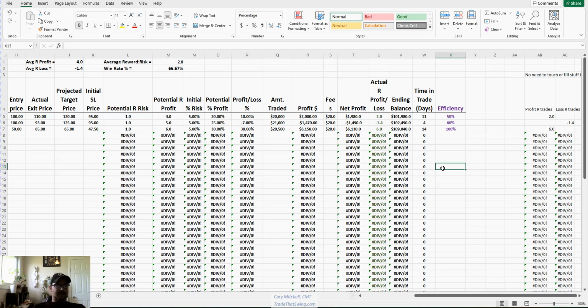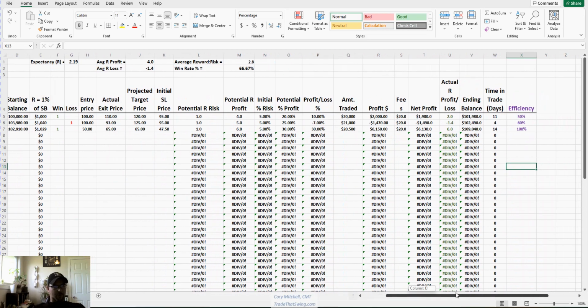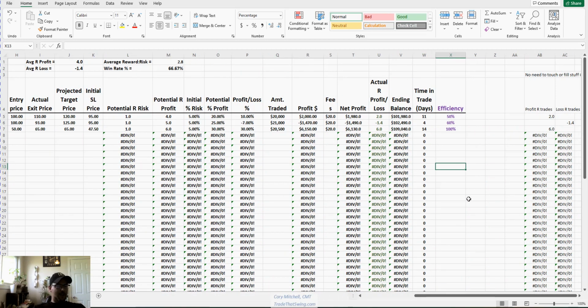Knowing how long you're in trades can help you manage your capital a little bit better. And I'm not saying one way is better than the other in terms of pulling out money to put in other trades. Just those are the decisions you have to make, and this data can help you.